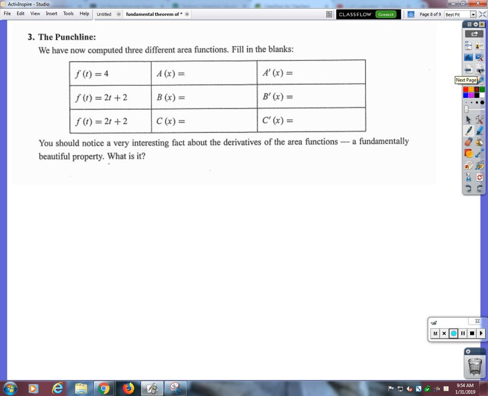All right, here's the punchline, number 3. First of all, we have 3 different area functions, fill in the blanks. So for the first one, when it was just a rectangle, what was the area function that we came up with? 4x minus 4. What was the area function we came up with for the second one? X squared plus 2x. What was the formula that we came up with for the third one?